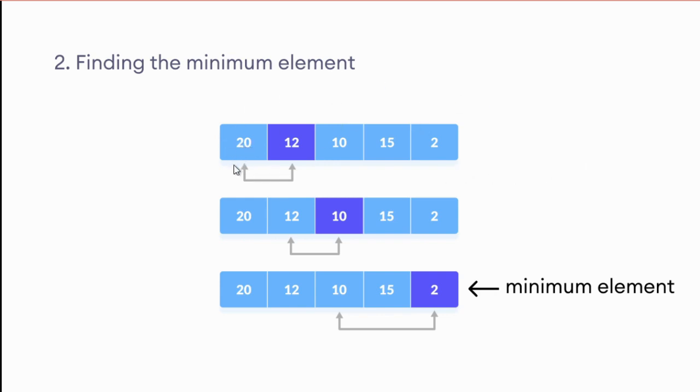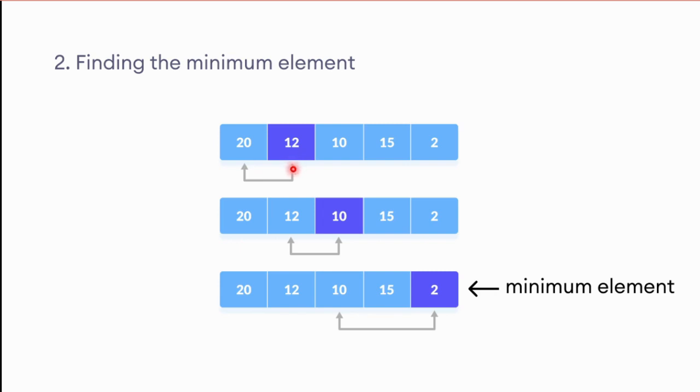So initially, I'm considering 20 as the smallest, the min element. I have a variable min element and I store it in that. So I'm going to compare minimum element with the next element. As 12 is smaller than my current minimum element, I have to update the minimum element as 12.